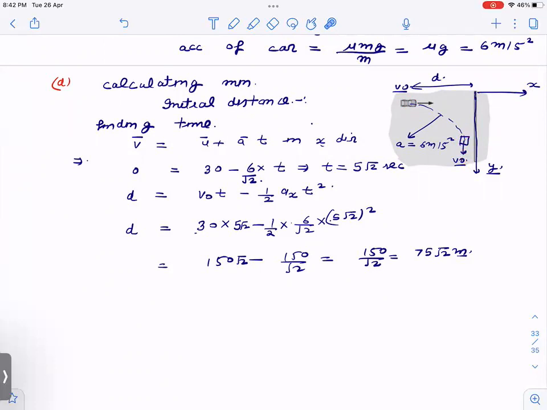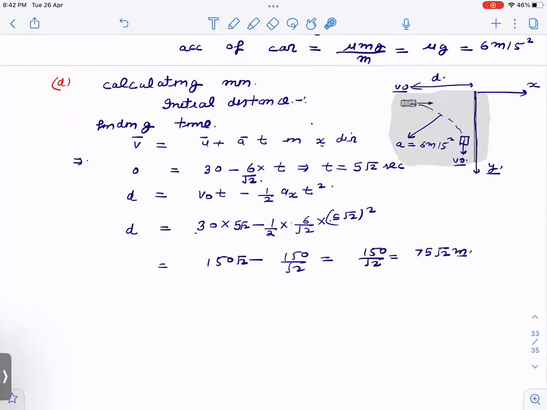and find out the time. So V equal to U plus AT in the X direction: 0, and then the initial velocity is 30. Acceleration is 6 by root 2, T. So T we get as 5 root 2. Then after that, this distance we can find out.